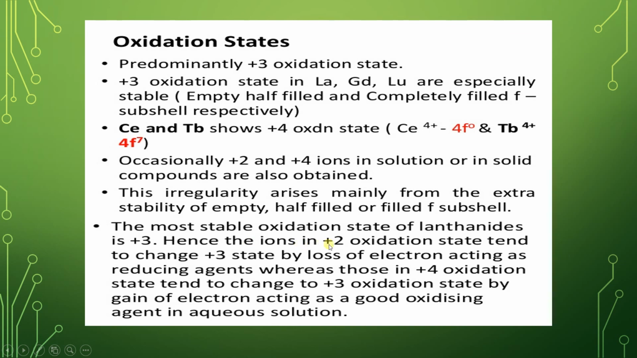Hence, the ions in plus 2 oxidation state tend to change to plus 3 state by loss of electron, acting as reducing agents. Whereas those in plus 4 oxidation state tend to change to plus 3 oxidation state by gain of electron, acting as good oxidizing agents in aqueous solution. In both cases, they come to oxidation state plus 3 by losing one electron or by gaining one electron. The common oxidation state of lanthanides is plus 3.